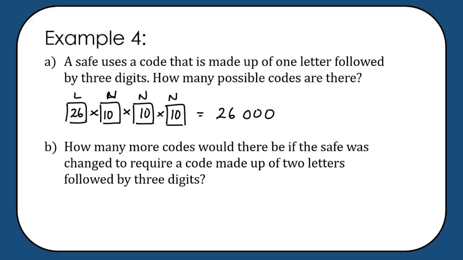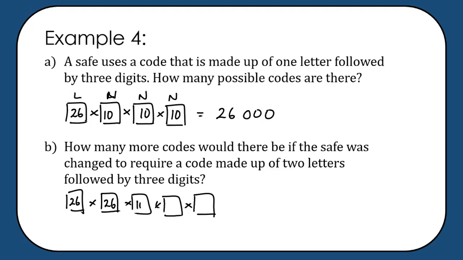How many more codes would there be if the safe was changed to require a code made up of 2 letters followed by 3 digits? Obviously this time we've got 5 positions in our code. We're going to be multiplying because we need something in each of those positions, so it's an AND problem. 26 letters for the first choice, again 26 for the second choice, and then 3 tens. That gives us 676,000 different codes. So you see the number of codes increases quite rapidly just by adding an extra digit.